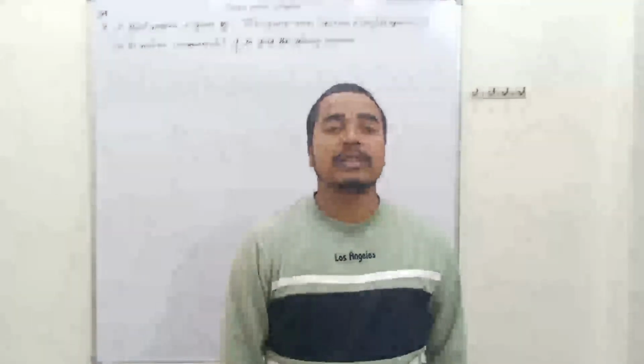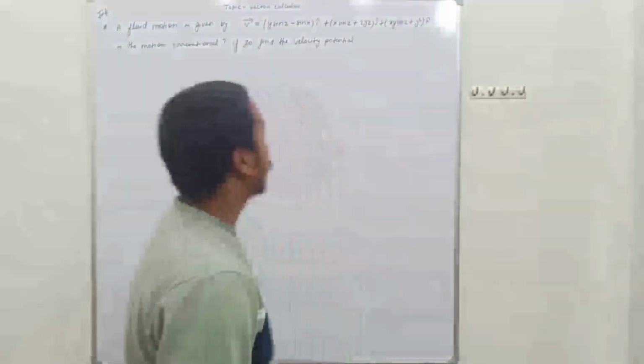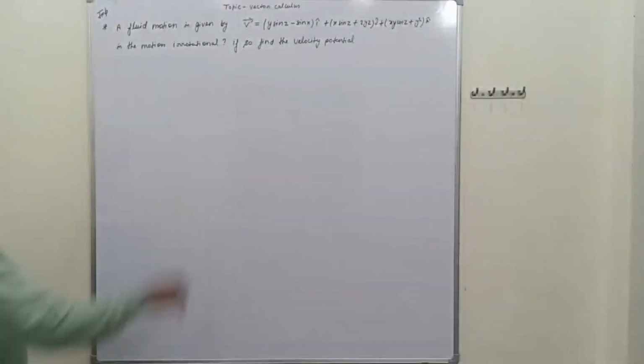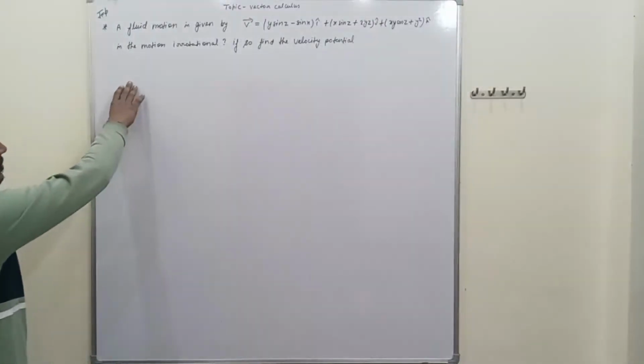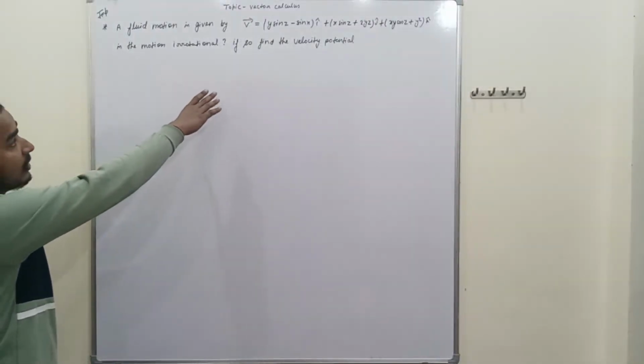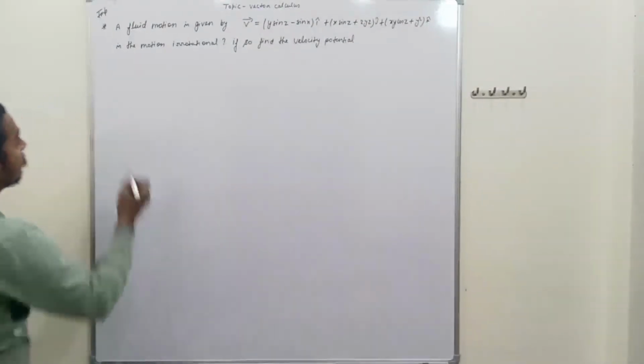Hello everyone, myself Hans. Today we are going to solve a problem of vector calculus. Here in the question, a fluid motion is given by V vector. Is the motion irrotational, and if it is irrotational, then find the velocity potential. Let's solve the problem.